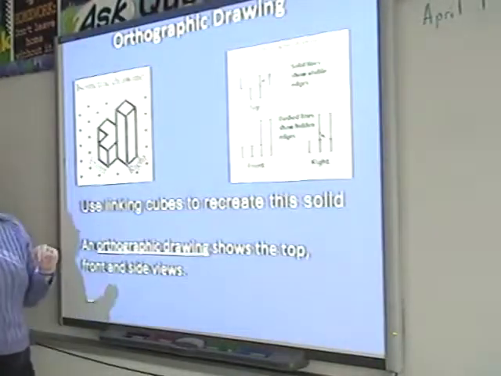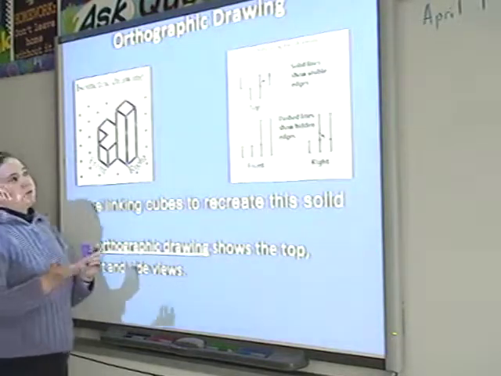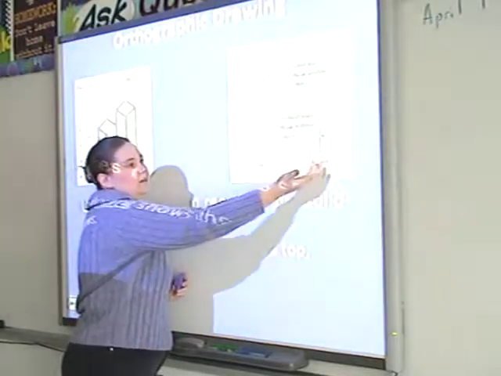Next, we're moving to orthographic drawings. Again, starting with a cube structure. The students would see that an orthographic drawing shows three faces: the top face, the front face, and the side view.